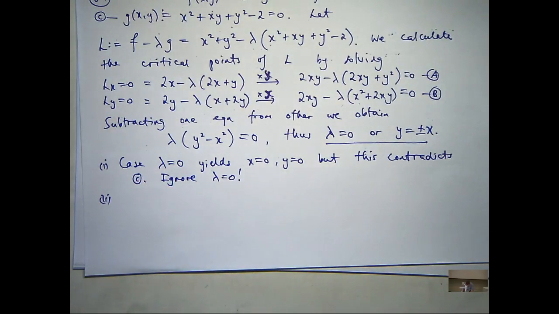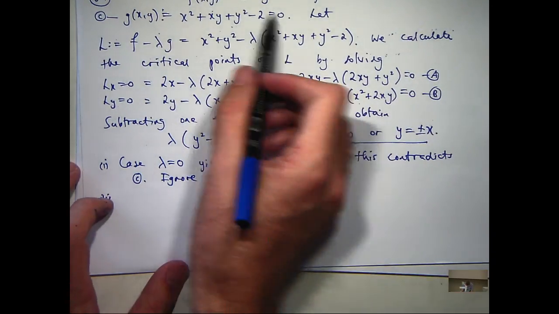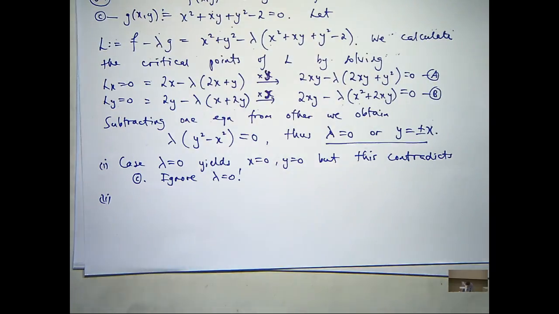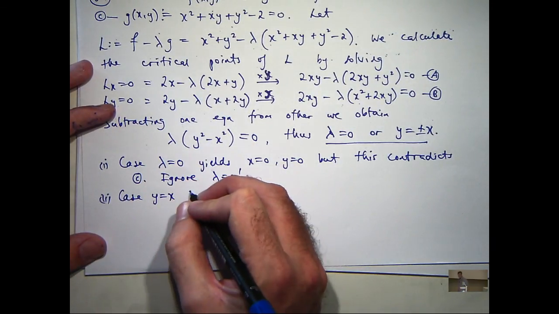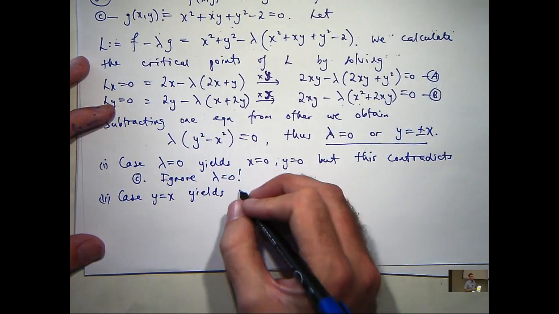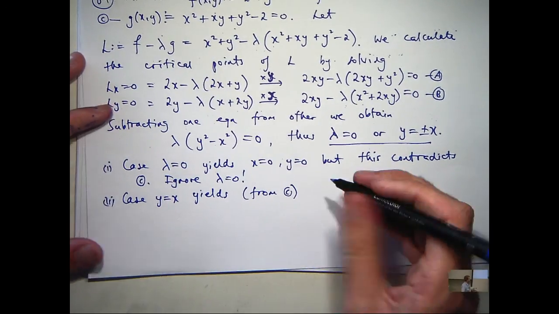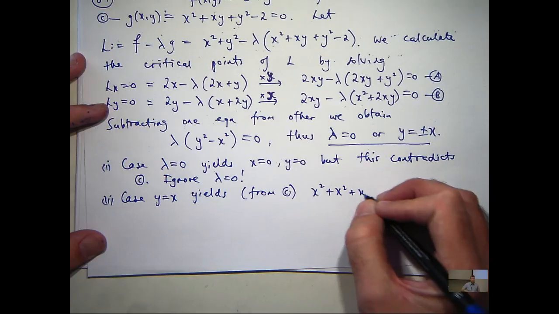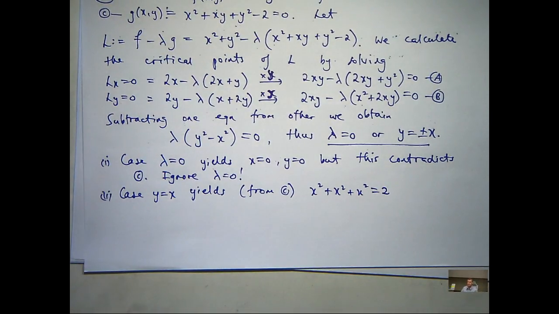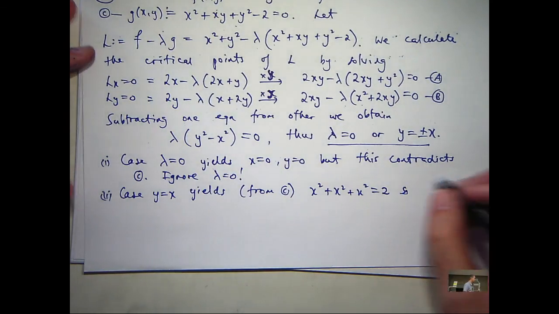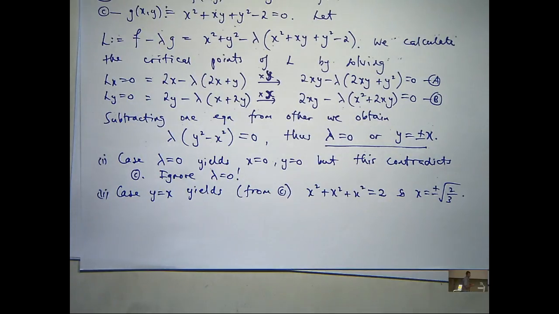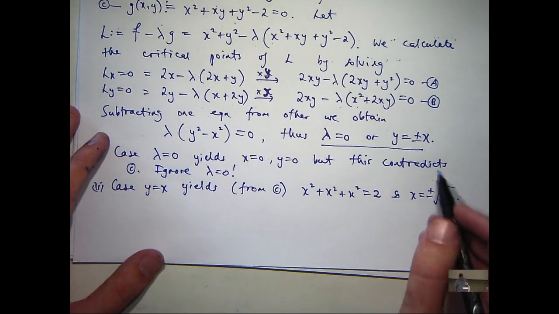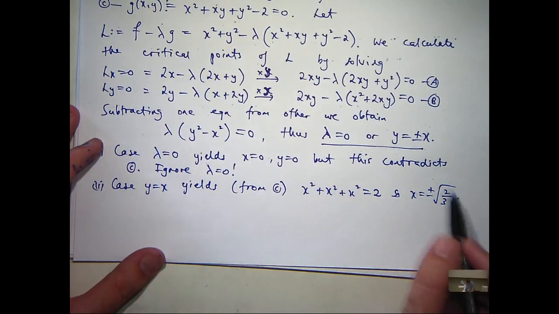Say y equals positive x. Well, if y equals positive x, I can go back to my constraint equation, replace y with x, and I'll get an equation involving x squared. So I'm going to get x squared plus x squared plus x squared equals 2. So then I'll get x equals plus or minus root 2 on 3. Now, if x equals plus or minus that, and we know that y equals x, then y has to be the same as x.